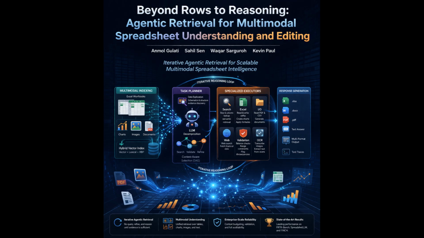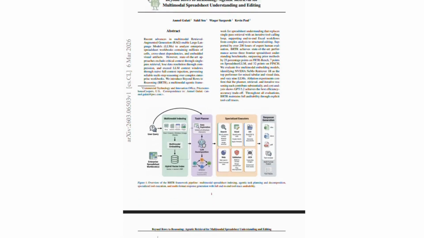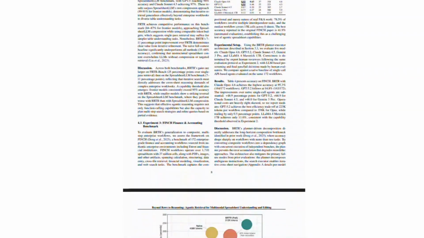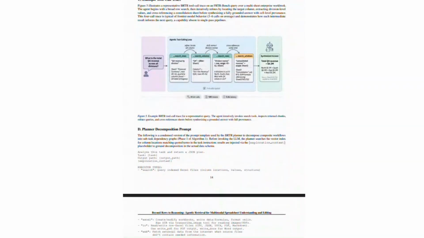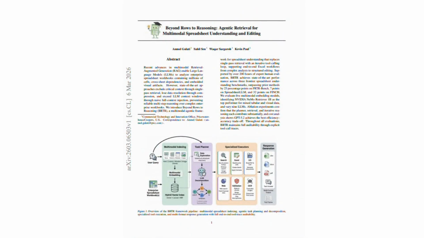Today, imagine opening a massive Excel workbook, millions of cells, hidden relationships, charts, images, and asking an AI to actually reason through it, not just summarize it. Most systems today fail here. They either compress spreadsheets, losing detail, or retrieve data once and hope it's enough. But real analysts don't work like that. They iterate. They explore, refine, cross-check. This paper, Beyond Rows to Reasoning by Anmol Gulati and Sahil Sen, tackles exactly that.